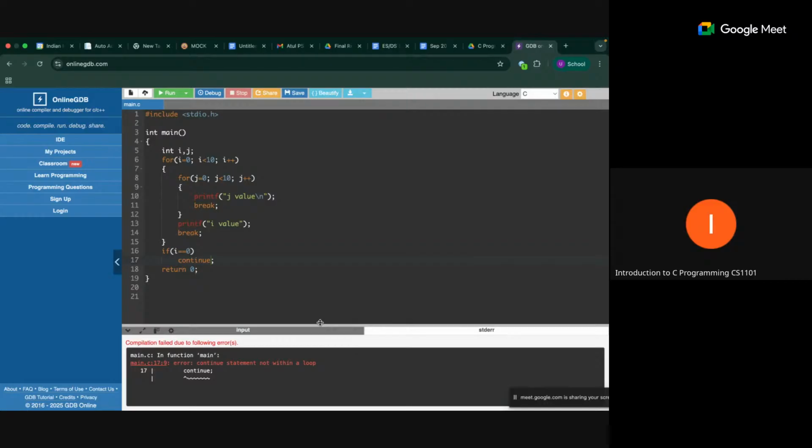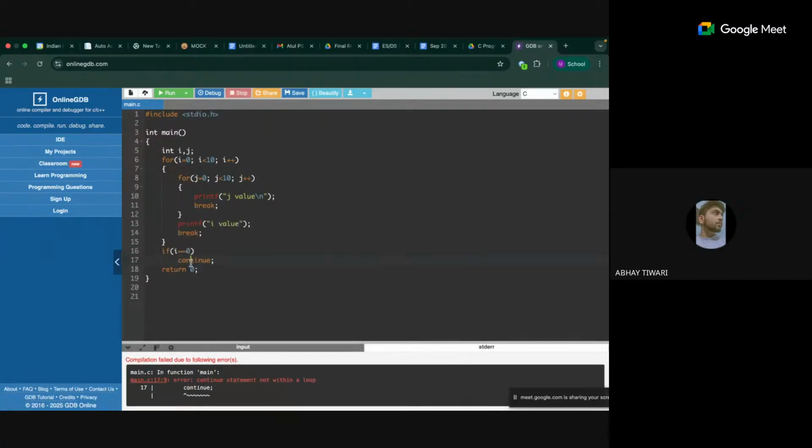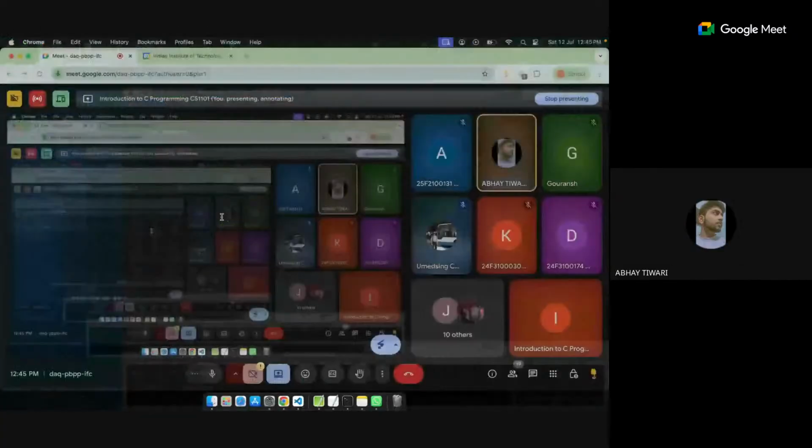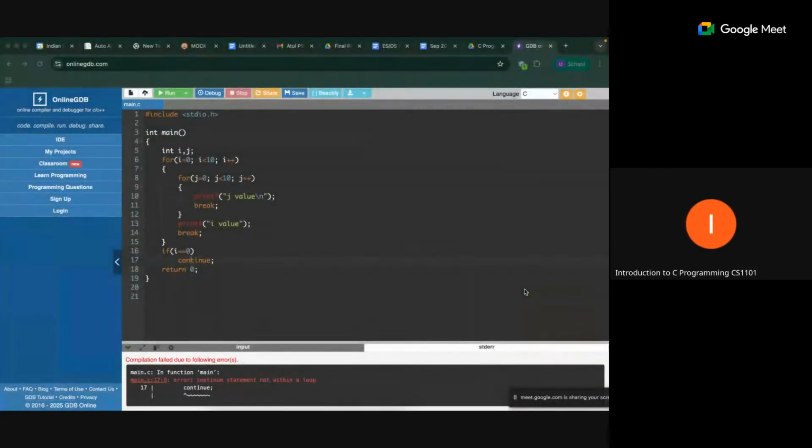Can you see the error message here? Yes, ma'am. Is that clear, people? The usage of the break and the continue. Yes, ma'am. Got it. Everyone? Yes, ma'am. Alright. Or do you want me to give some other example, people?